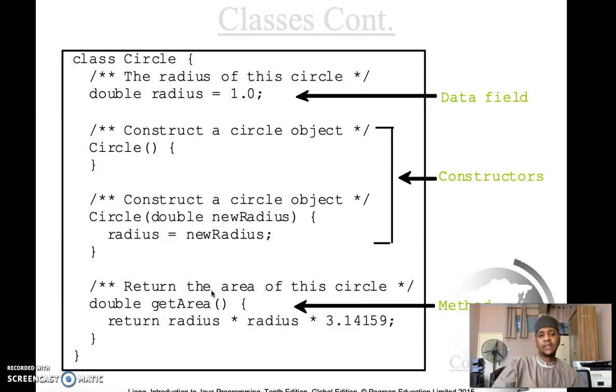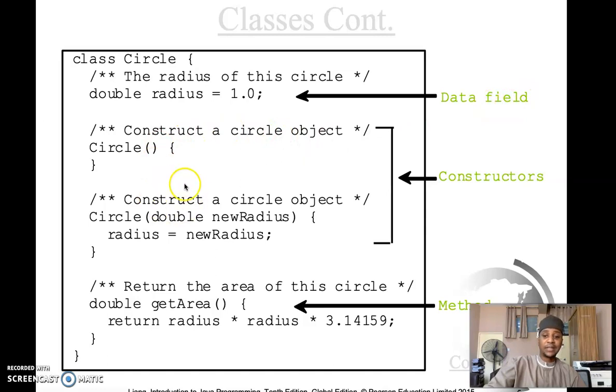So this is a skeletal example of Java code using the circle class. If you look at it, this is our comment. This line says the radius of this circle. We already declared a double radius, which is 1.0. So this is the data field.